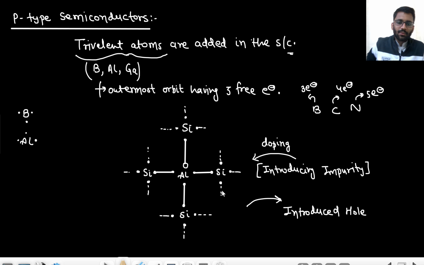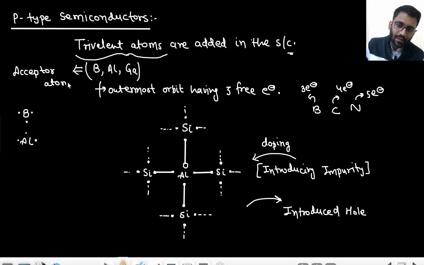Now what is this aluminium doing? Now this aluminium can accept electron, right? This aluminium has a vacancy for accepting the electron. So these ions are known as acceptor atom, you can say. These atoms are known as acceptor atom, because these can accept the electrons. They are not giving the electrons, they can accept the electron.